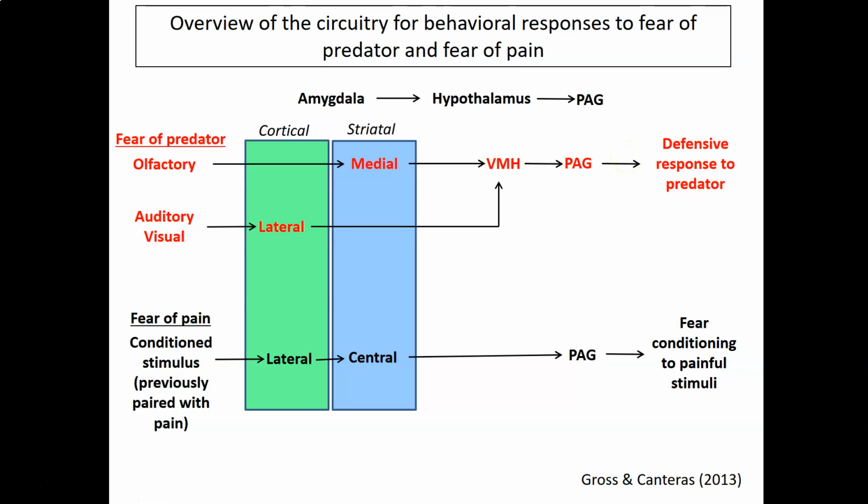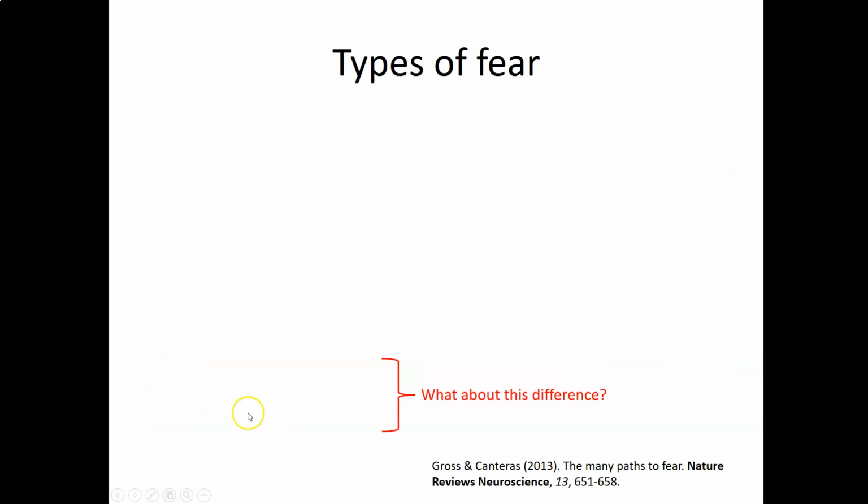Okay? So, as you can see then, depending on the nature of the threat, depending upon the type of stimulus associated with the threat, it's going to course through this fear system, this defensive system differently. But the end result is it's going to produce some kind of a defensive response to the predator. In this case, you're also just going to get fear conditioning to painful stimuli. Okay? So that's the basic fear of predator compared to fear of pain, how it works its way through these two systems.